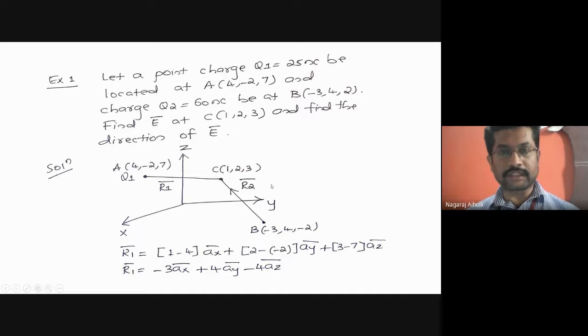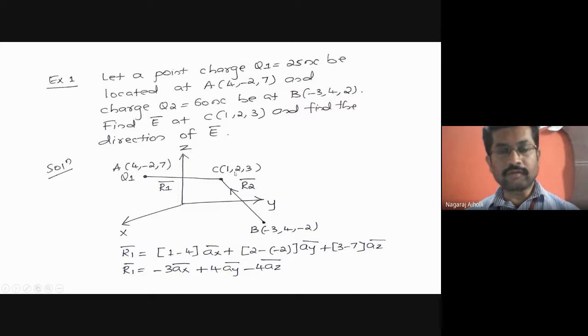There's one more charge, charge Q2, equal to 60 nanocoulomb at B of (-3, 4, -2). X is -3, then y is 4, then z is -2 in the negative direction. So it comes here, (-3, 4, -2). Then find E bar at C of (1, 2, 3) and find the direction of E bar.